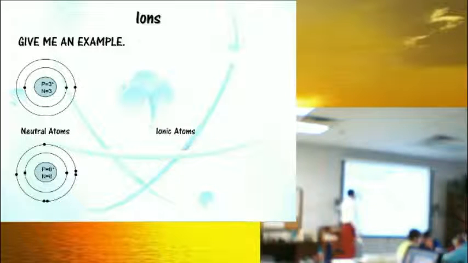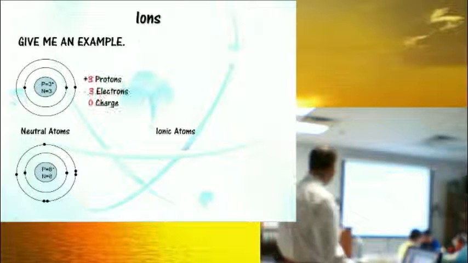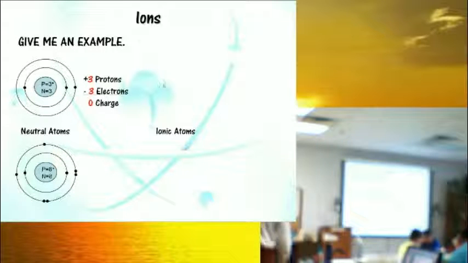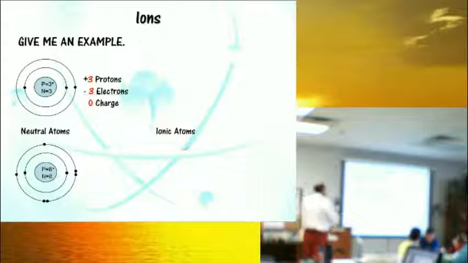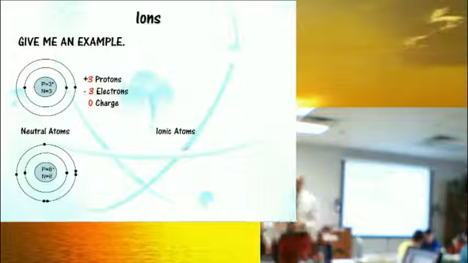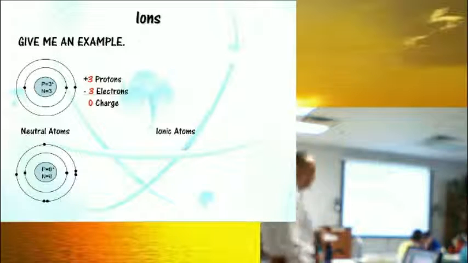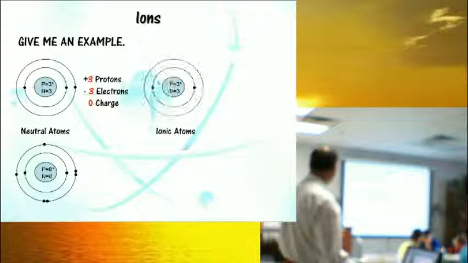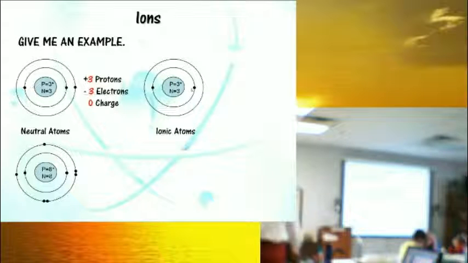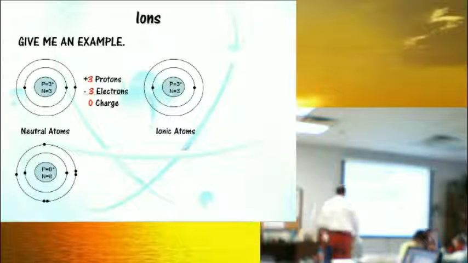Okay? So on this one, how many protons does it have? 3. How many electrons? 3. So with 3 and 3, is that neutral? Yes, it is, because they cancel each other out. So there is 0 charge there. 3 and 3, that means there is 0 charge. When there is 0 charge, that means that it's neutral.